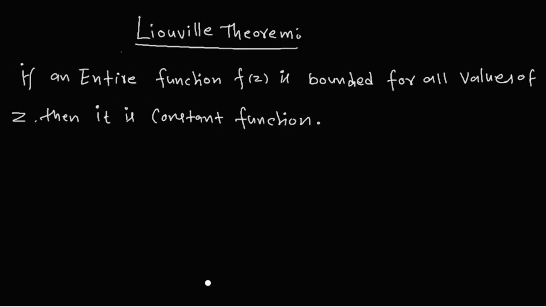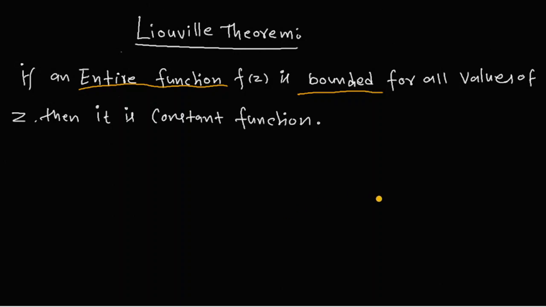So Liouville theorem says if any entire function f of z is bounded for all values of z, then it is constant. Okay, it is a simple statement. So what is the meaning of entire function? You can underline the entire function and bounded function. If any function is entire, it means the function is analytic on the whole complex plane. The function which is analytic in the whole complex plane is called the entire function.